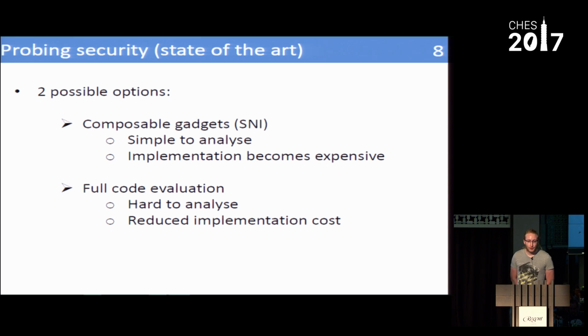Another solution, which is more something for future work, is that we can make a full code evaluation. So we describe all the operations and do refreshing only when it's needed. But it's very hard to analyze, of course. For this solution, though, we can expect to have a reduced implementation cost.